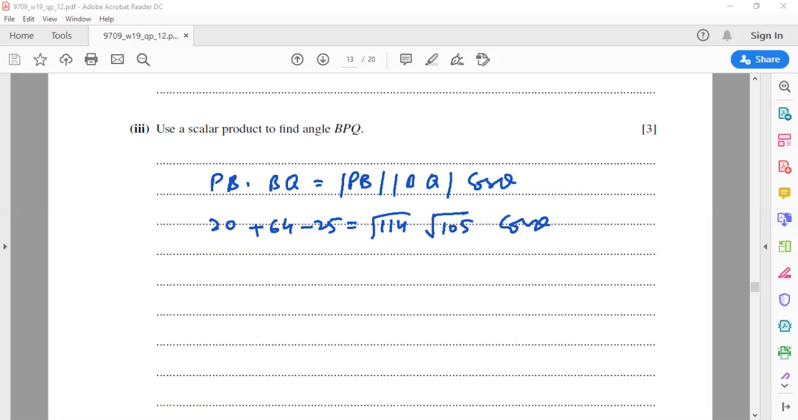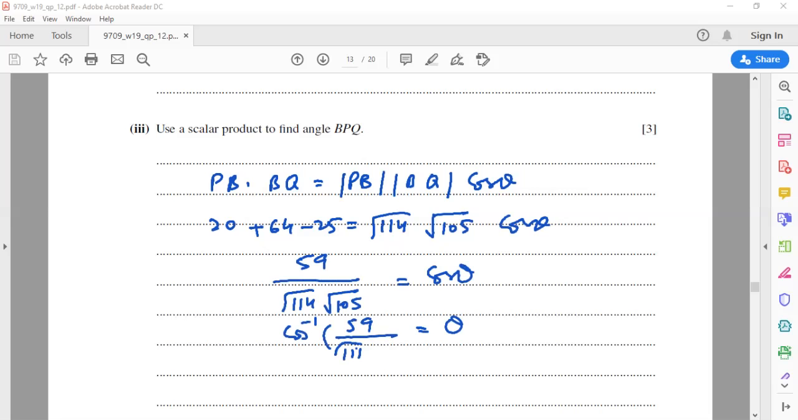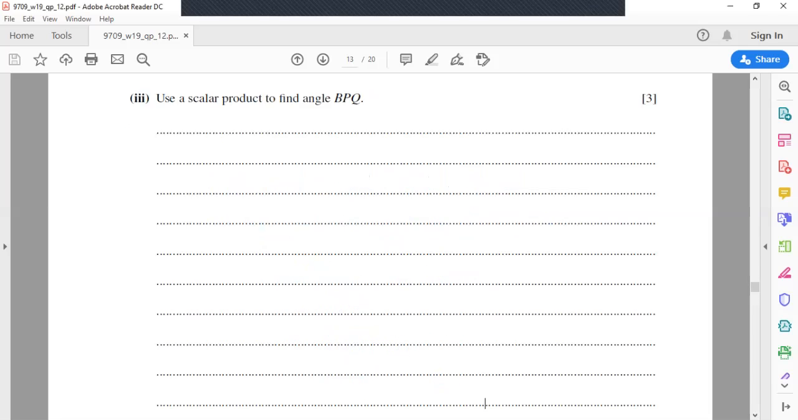Now if you simplify this, it gives you 59 divided by square root 114 times square root 105 equals cos theta. So getting cos inverse of 59 over square root 114 square root 105 gives us a value of 57.4 degrees by using the calculator. Now let's go further. The next question may be there.